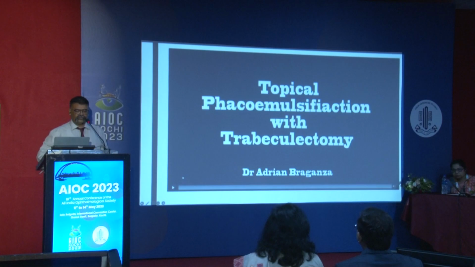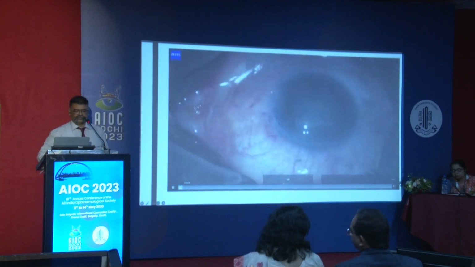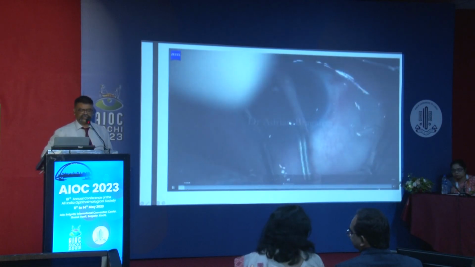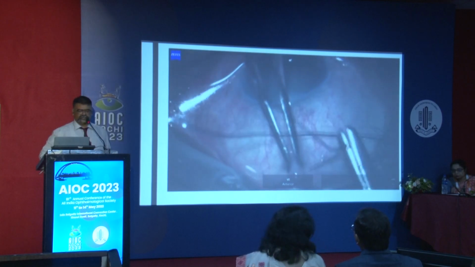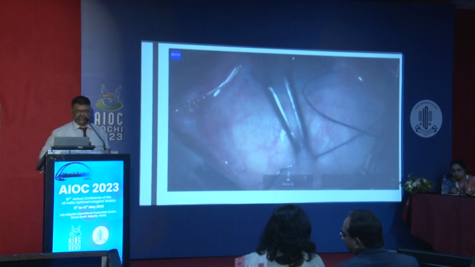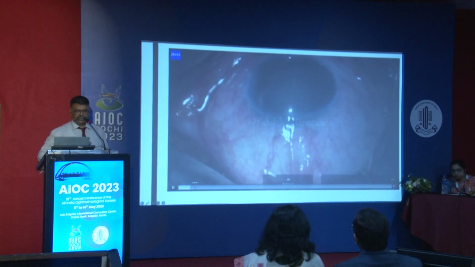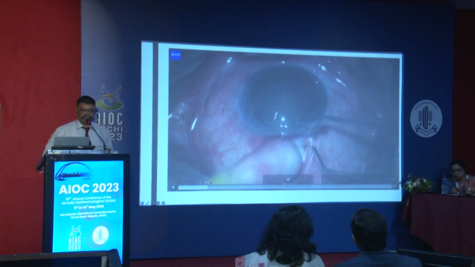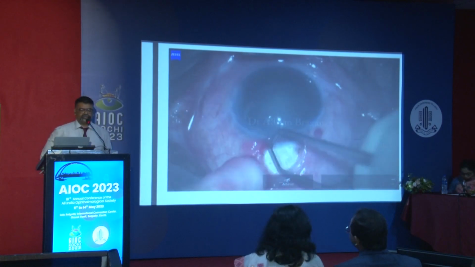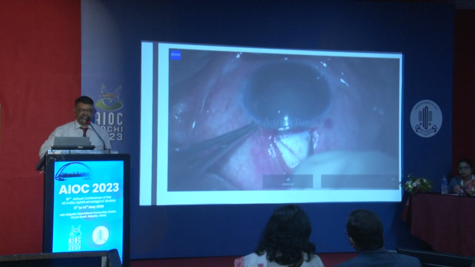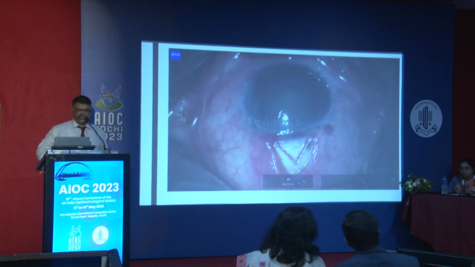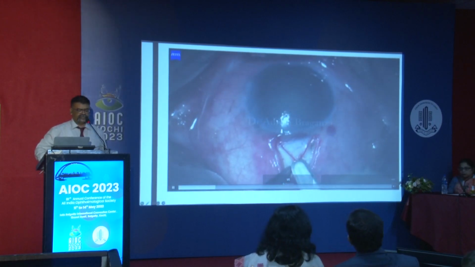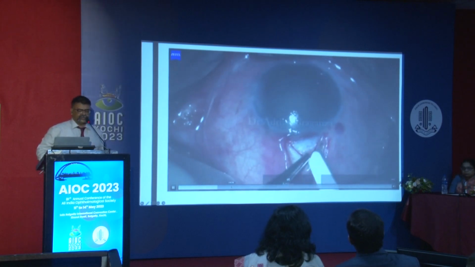This is a topical phacoemulsification with trabeculectomy. After the anesthesia is done, the SR suture is put in. A trap flap is made. Cautery is done with a gentle irrigation of 4%. My preferred flap is the triangular flap.